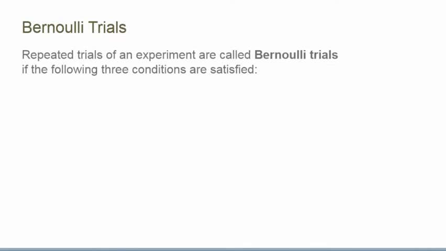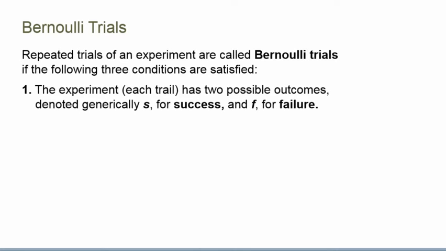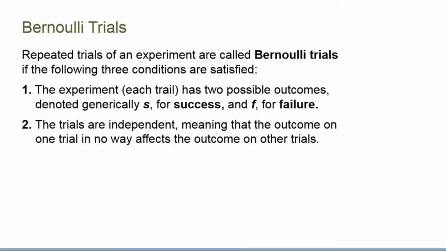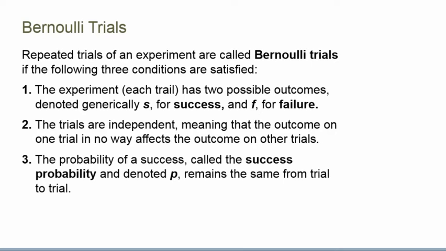Bernoulli trials. Repeated trials of an experiment are called Bernoulli trials if the following 3 conditions are satisfied. 1. The experiment, each trial, has 2 possible outcomes, denoted generically S for success and F for failure. 2. The trials are independent, meaning that the outcome on one trial in no way affects the outcome on the other trials. 3. The probability of success, called the success probability and denoted p, remains the same from trial to trial.